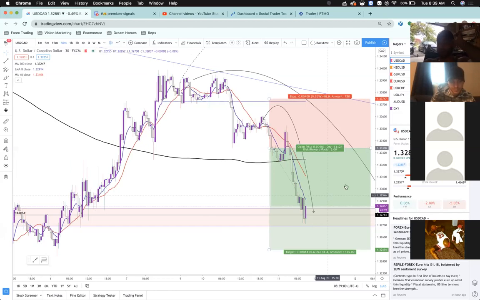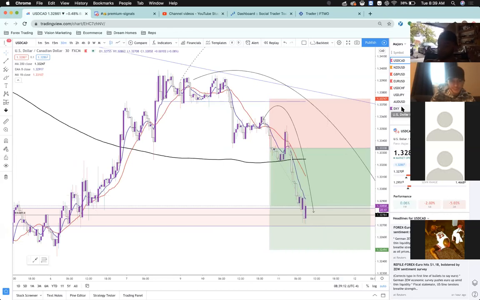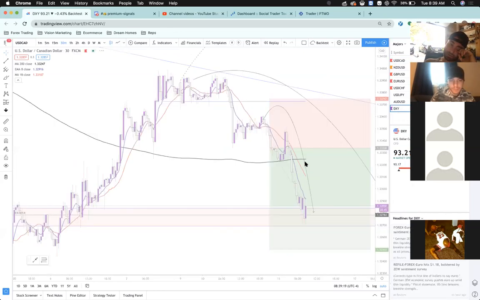So we'll see. As you looked at DXY, right? DXY on the daily and the 4 hour just rejected that level hard. So just see if we can get DXY in on the mix real quick.